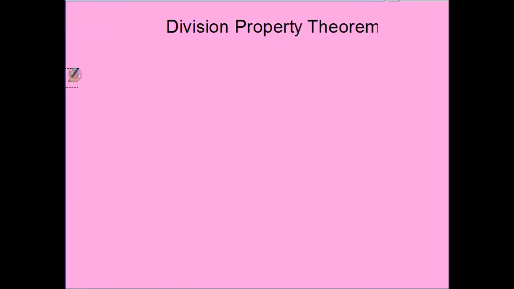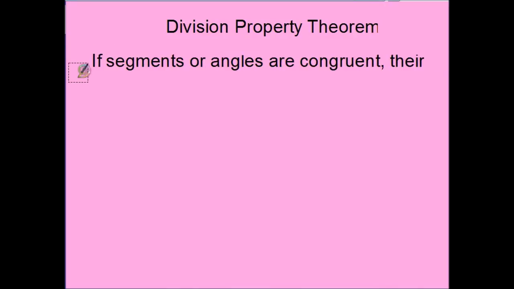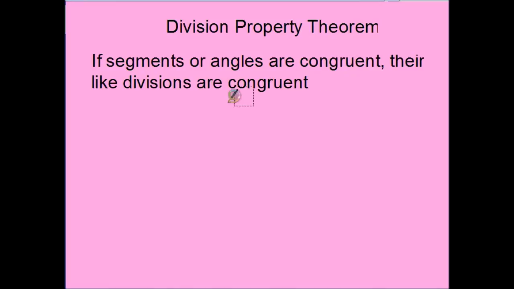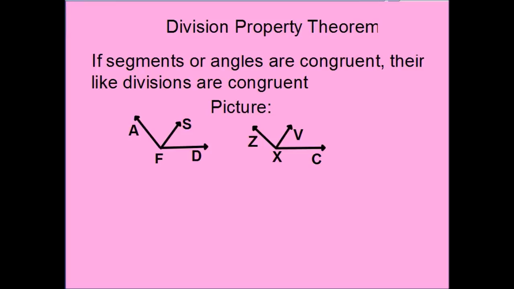For our next property, we have the division property, and here's what it says. If segments or angles are congruent, then their like divisors are congruent as well. And let's draw a picture for this one. Now let's say for my pictures that I have 2 sets of angles, and again, each big angle has 2 little angles in it as well.